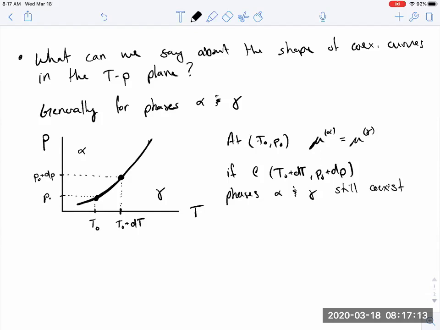What must we know about the change in the chemical potentials? It must be the case that the chemical potential for alpha and that for gamma, they must still be the same. And not only that, if they're the same at those two different points, then their changes must have also been the same.